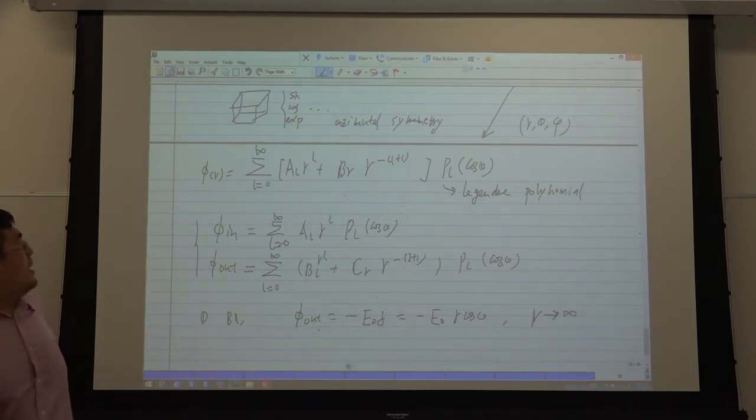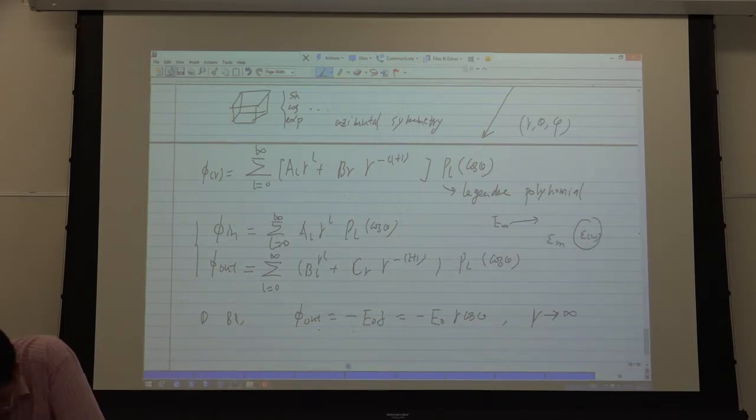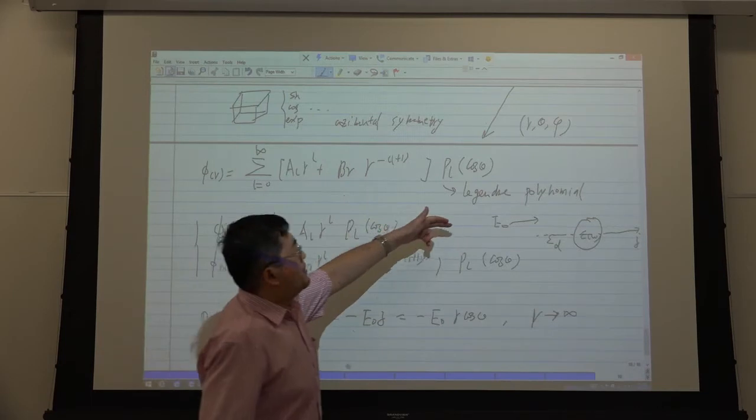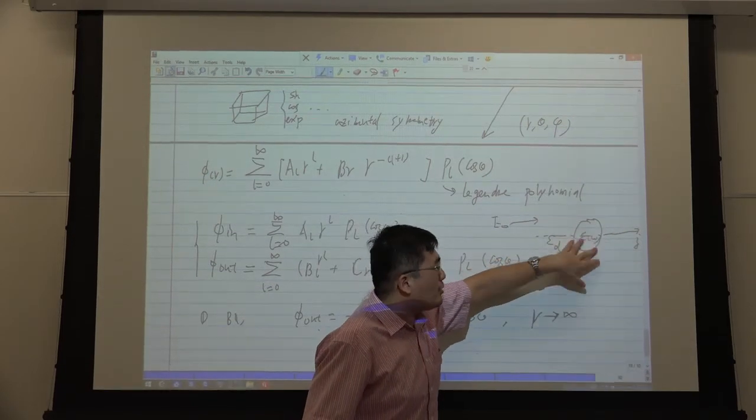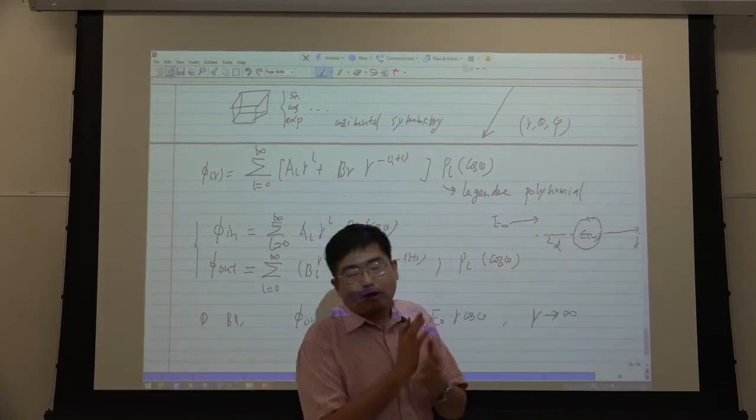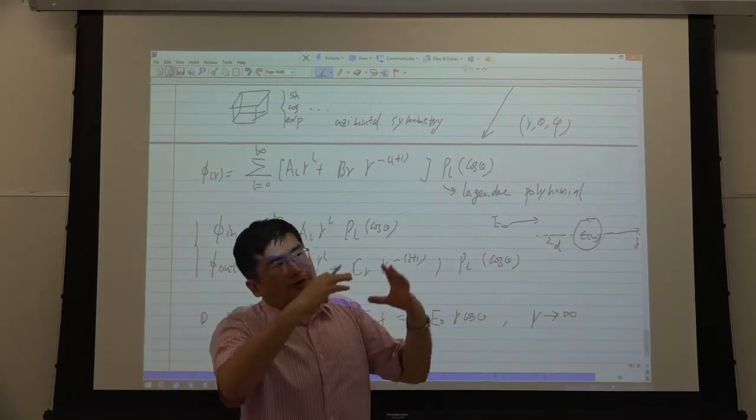Right? Because this is a physical picture: a sphere, with epsilon_m inside and epsilon_d outside, and this is z. This E_0 is the applied field. This is a metal sphere. When you apply a field, the metal sphere will polarize, and then it will produce some E field, some potential.